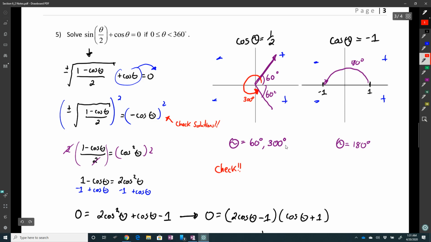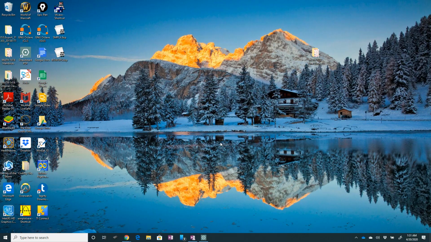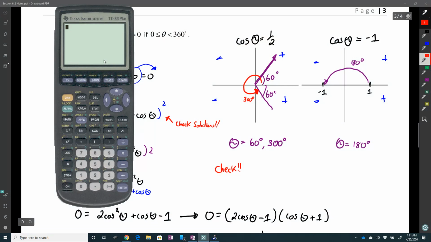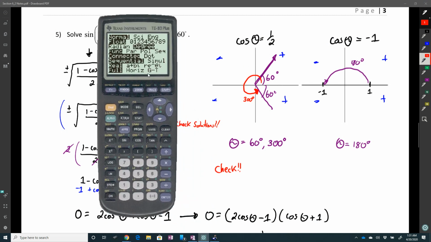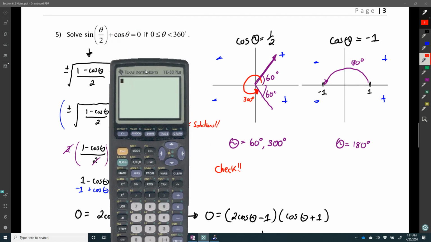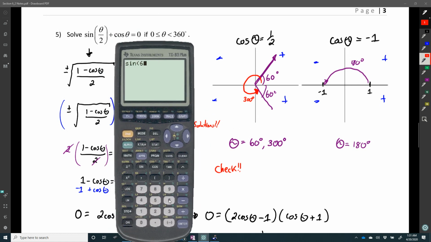And let's bring in the calculator for this one. I know a lot of people don't like having to check. Checking is never fun, let me put it that way. All right, so first I'm going to check with 60 degrees, so I make sure that my calculator is in degrees. It is. And so I do sine of 60 over 2 plus cosine of 60. And I hope to get 0 at the end. Notice that here I got 1, so 60 is out. Wah, wah.